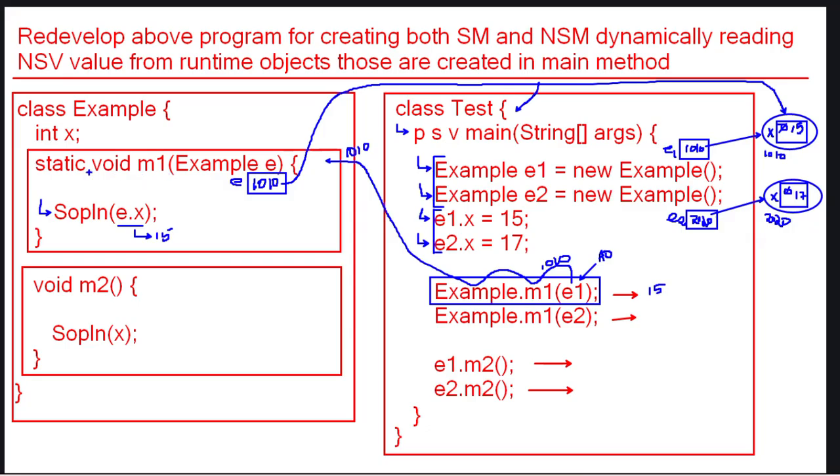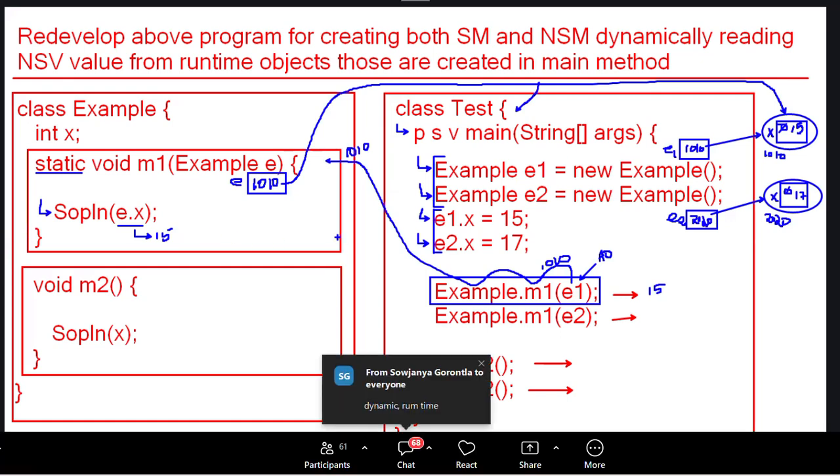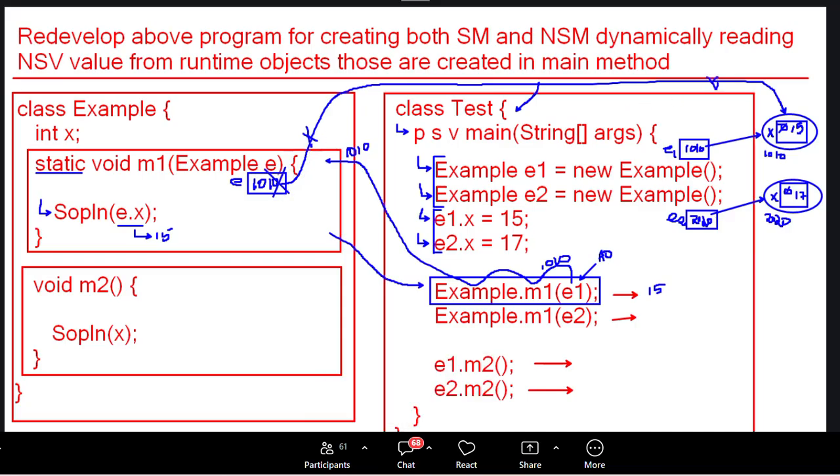Tell me now. M1 method is a static method, but M1 method logic is of dynamic nature. Because it is reading the x value from a local object or runtime object. Runtime. After method execution is completed, control comes back to the main method. When control comes back to the main method, is the parameter still there or destroyed? Destroyed. And the reference to the object is also destroyed.